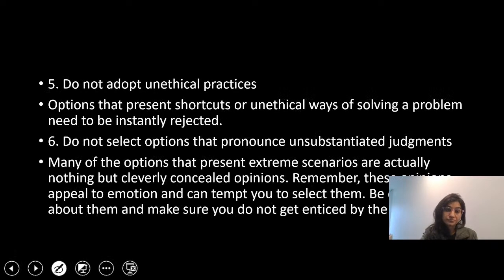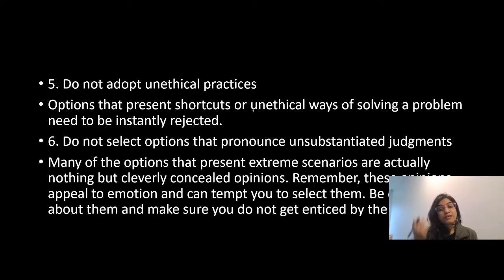That's really important. Do not adopt unethical practices. Yes, unethical practices as in anything which is immoral should not be impacting, right? Something which is not allowed as per moral values should not be considered. So options that present shortcuts or unethical ways of solving a problem need to be instantly rejected.